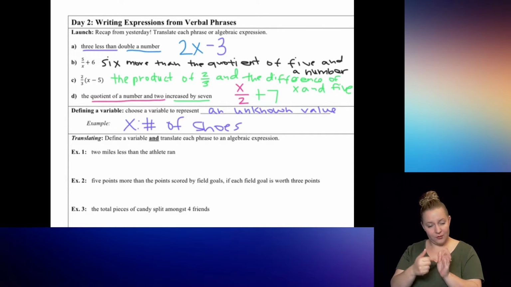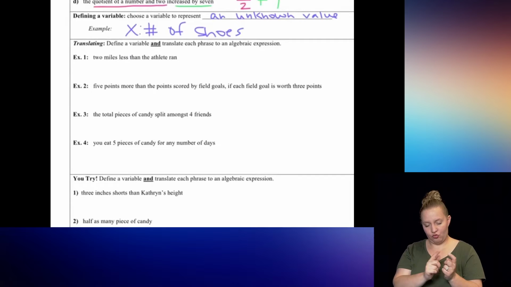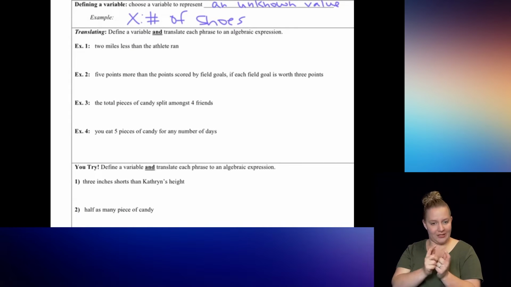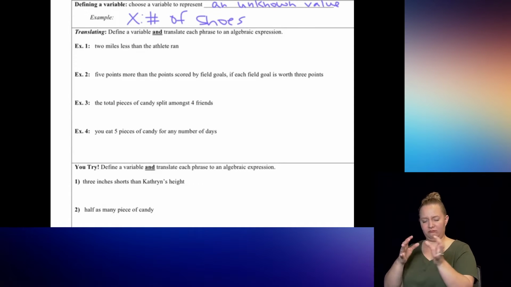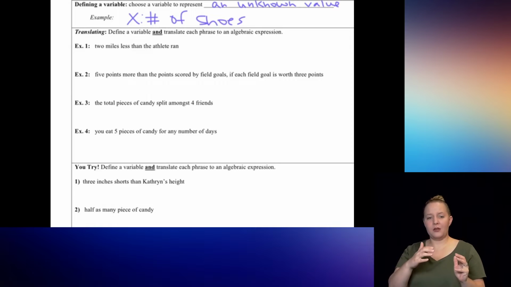So in translating a phrase, you first have to define the variable and then translate each phrase into the algebraic expression. So right here, example 1, it says 2 miles less than the athlete ran. So you have to kind of decide, well, what is my unknown? And my unknown is how much the athlete ran. I don't know that. So the athlete ran.